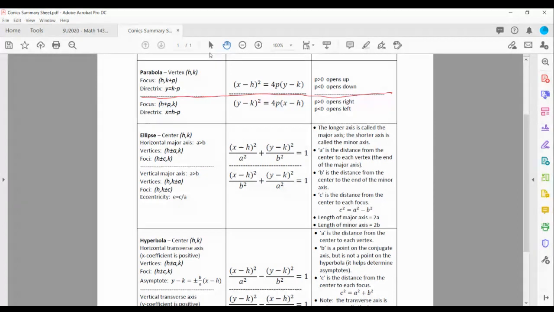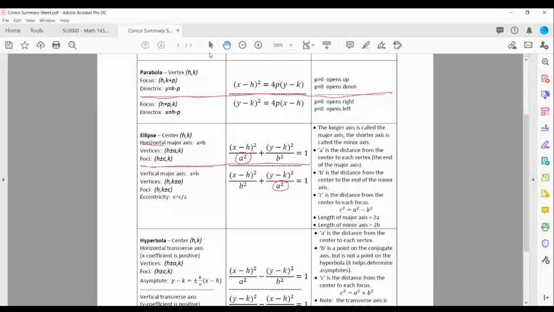I also want to highlight that the ellipse had two equations, so we need to look at the differences between those two. Notice that with this one, a squared is under x, and down here, a squared is under y. Notice that the top one, where a squared is under x, we get a horizontal major axis. Well, the x-axis is horizontal. Major axis would be the longer axis.